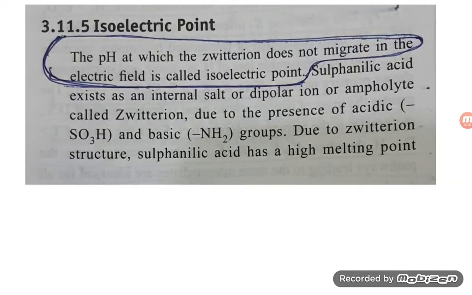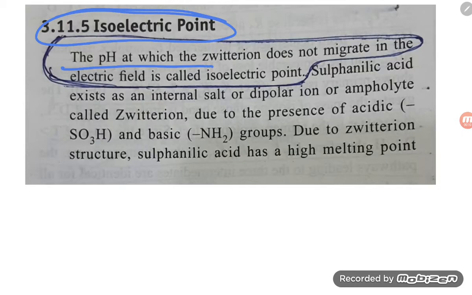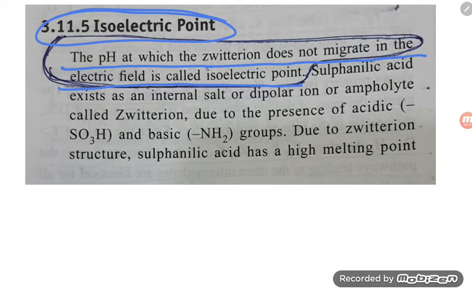Hello students, let us try to understand isoelectric point, quite an important point. So what is the isoelectric point, student? The pH at which the zwitterion does not migrate in the electric field is called the isoelectric point. Student, first of all we should know what a zwitterion is.